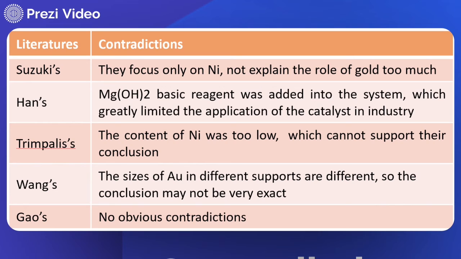Wu tested different supports but didn't control the gold size in these supports. Different supports have different size. It might affect the results. In Gao's paper, I didn't find any obvious contradictions. So maybe it's a good paper.